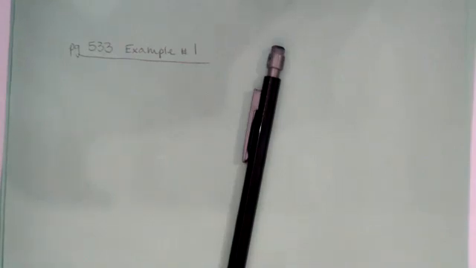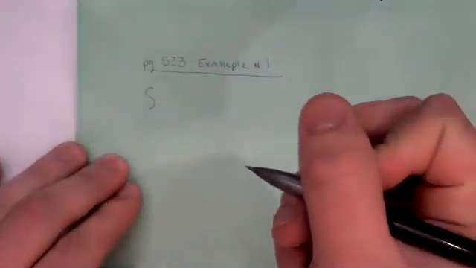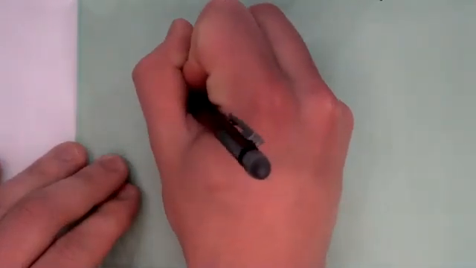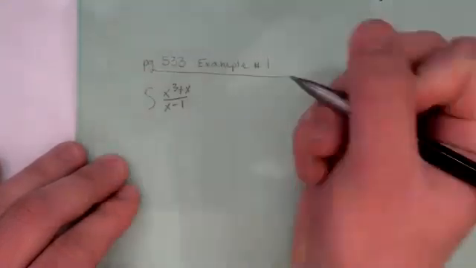Alrighty, so if you see something along the lines of an integral of x cubed plus x over x minus 1, in this case the power in the numerator is higher than the denominator, in which case we can't do partial fractions just yet. So in order to start this problem, we have to do long division.